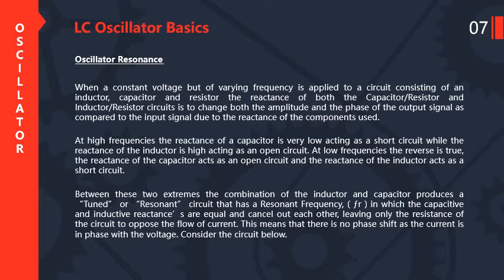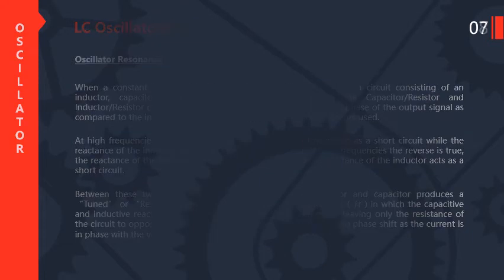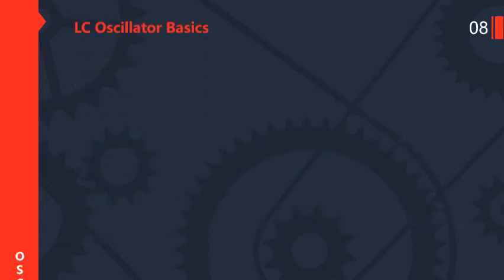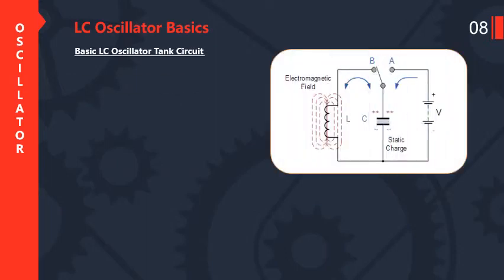So consider a circuit below. Basic LC oscillator tank circuit. Here we have connected an L and a C, and a voltage source is connected. This is the two-way switch. So this is called the LC oscillator tank circuit.